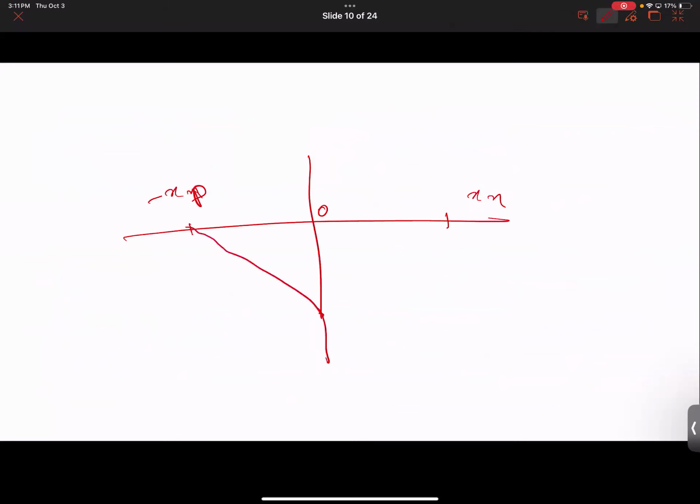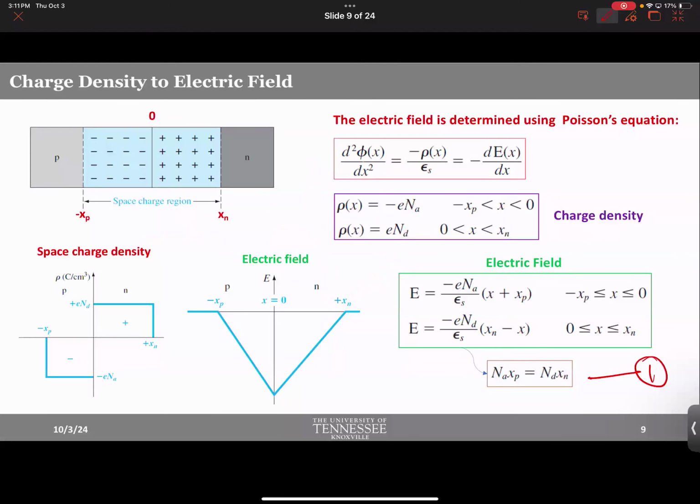If I ask you to draw the electric field in a p-n junction, I should start from this 0 and go to x_n, go to negative x_p. Okay, and then this is how your electric field should look. Are you all good? All right.